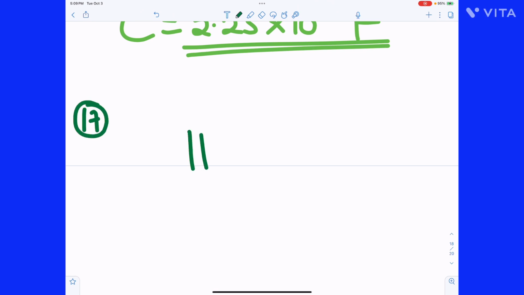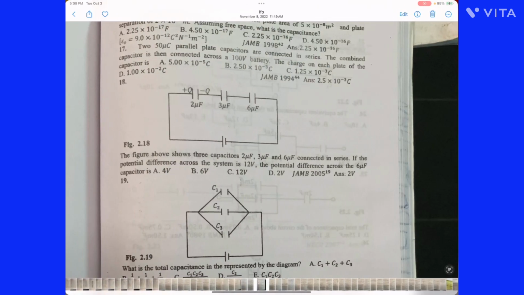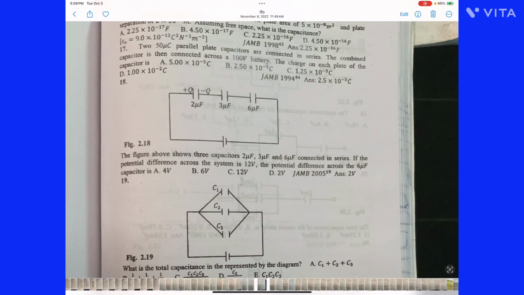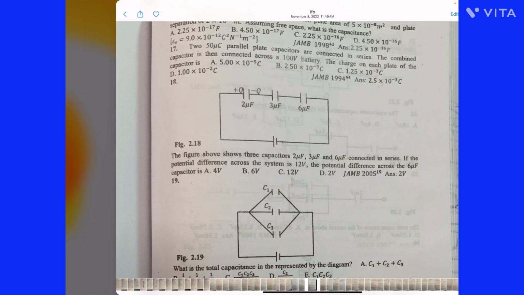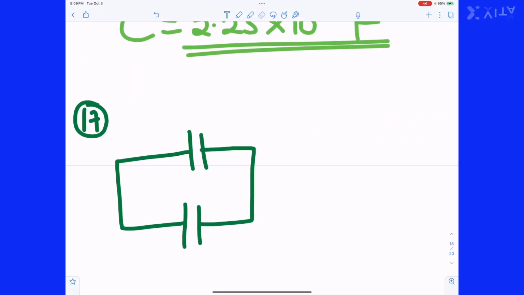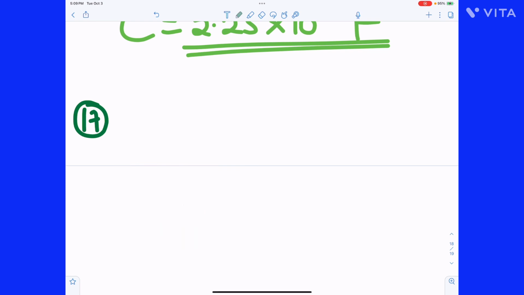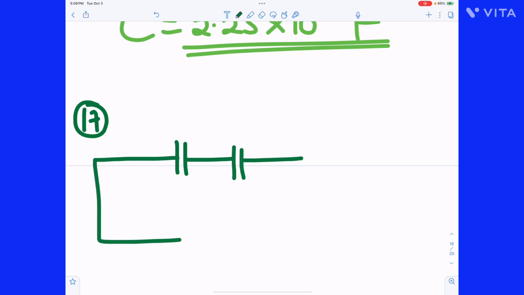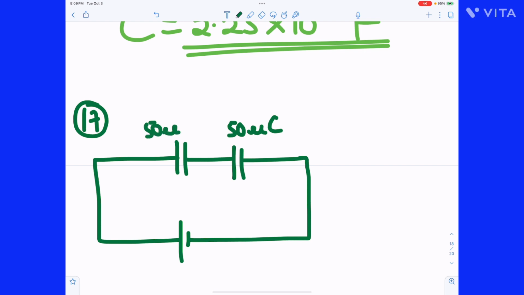50 microcoulomb parallel plate capacitors are connected in series. Oh, I've made a mistake there. This is parallel. They are connected in series, so they should be like this. And the combination is connected across a 100-volt battery. 50 microcoulomb, 50 microcoulomb, 100-volt battery.